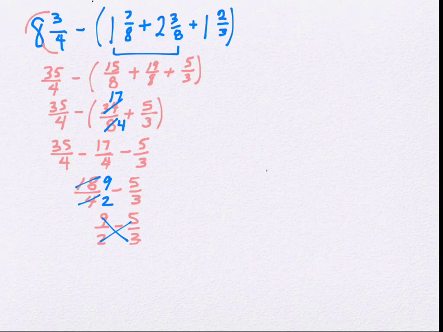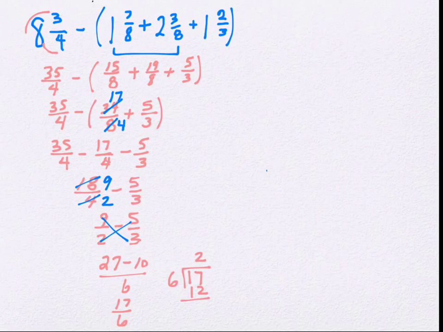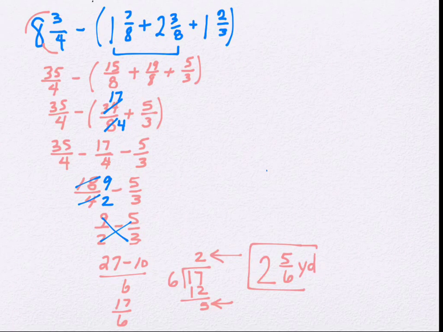What's 9 times 3? 27. And then it's minus 2 times 5? 10 over 6. 27 minus 10? 17 over 6. And then we do, in fact, have to do the division, right? Whether it's written or in our head. 6 goes into 17 twice, giving me 12. Then the remainder is 5. So the answer is 2 and 5/6 yards, just like it was before. Any questions on that one? All right.